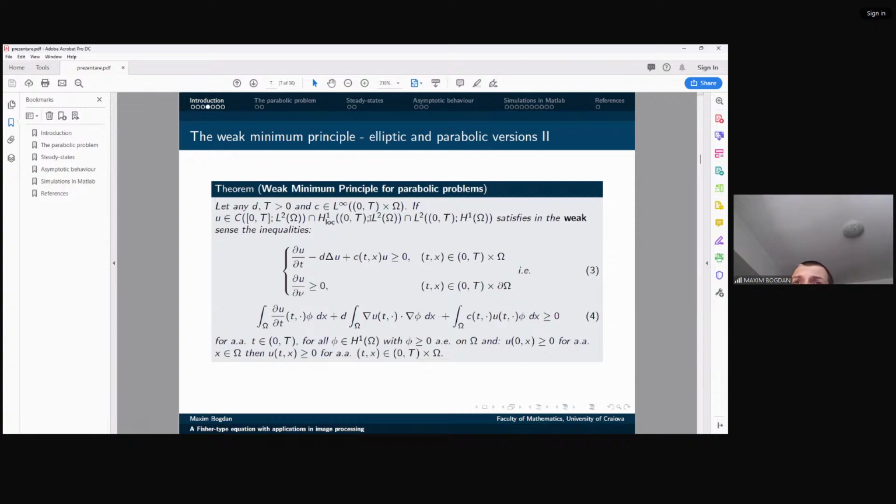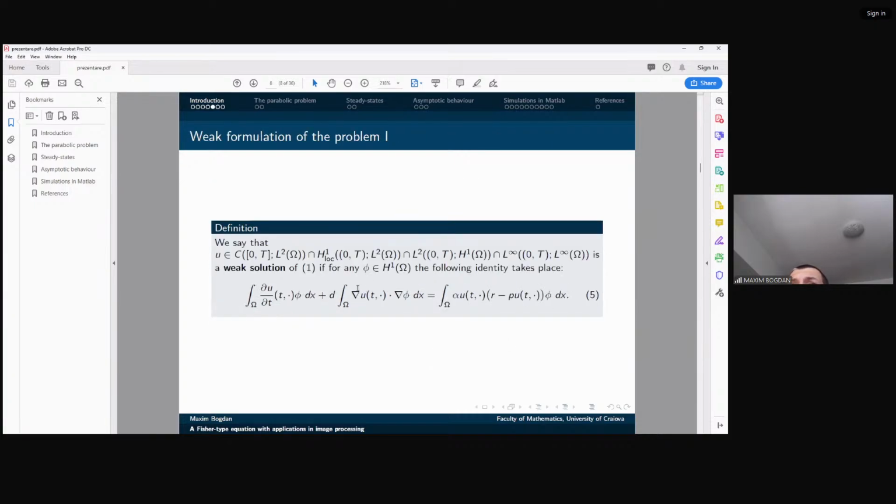The parabolic minimum principle is similar. The conclusion is the same. You can conclude that the solution is positive if the two inequalities are satisfied in a weak sense, which means that this integral inequality is true for any phi in the Sobolev space H1. These are the basic tools, the most used tools in my article.